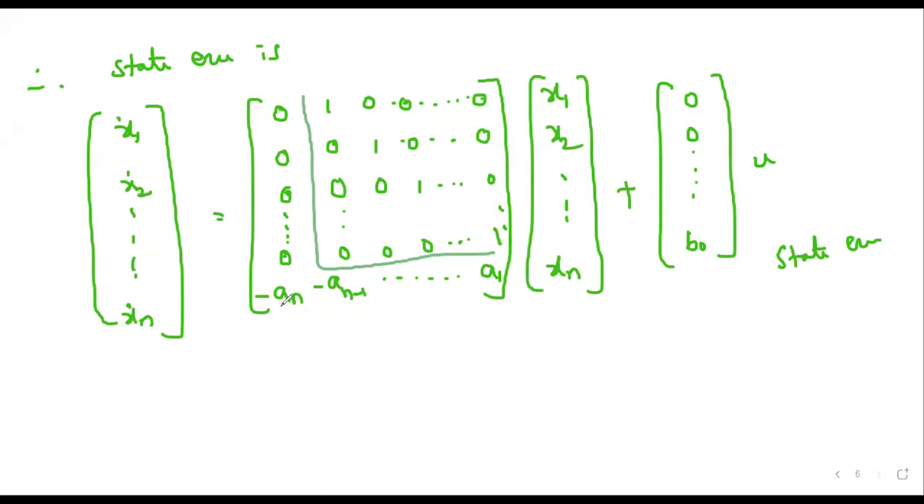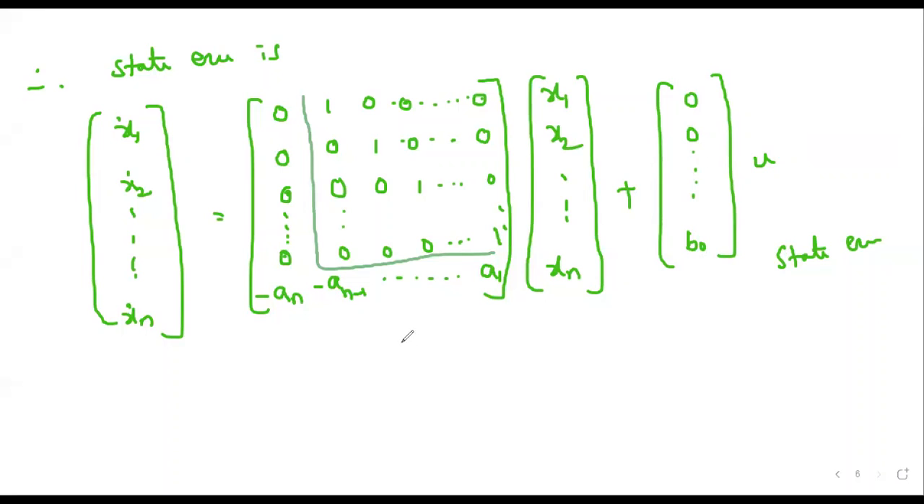If you know the differential equation, you can write it directly in this matrix format. No need of calculating the equations, no need of assumptions and all. Directly you can write this. And here the U matrix also, all are zeros. Only the B naught coefficient is there at the end, because in the numerator we have only one coefficient.